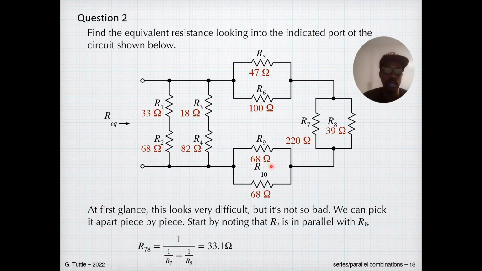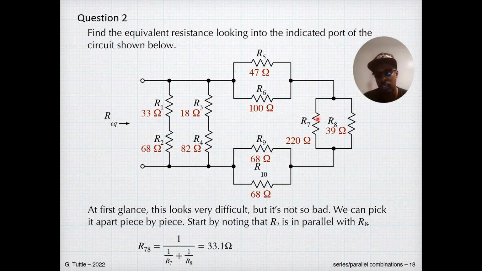Now let's look at this other question here. We have parallel in this section, parallel in this section, parallel in this section. This combination is quite straightforward, because when it's like this, it's much easier to understand. But never mind, we take it one step at a time.